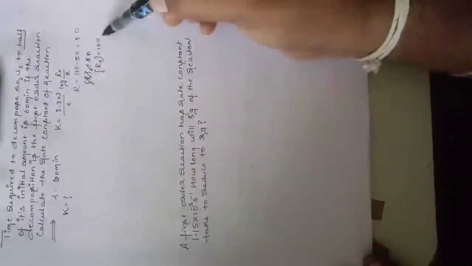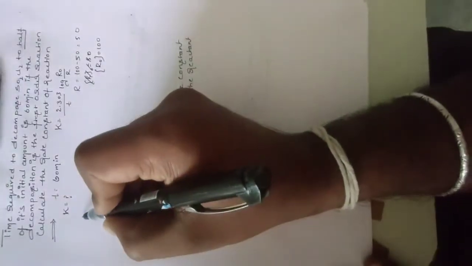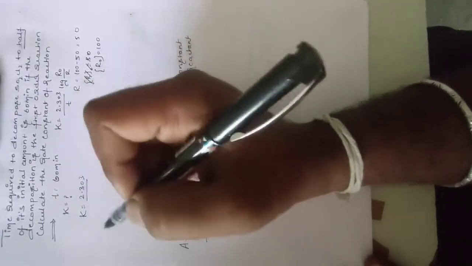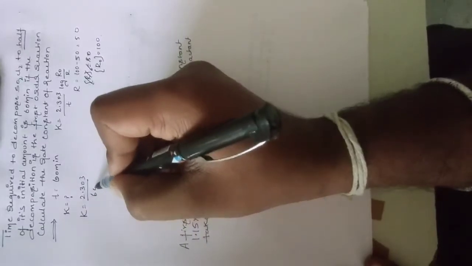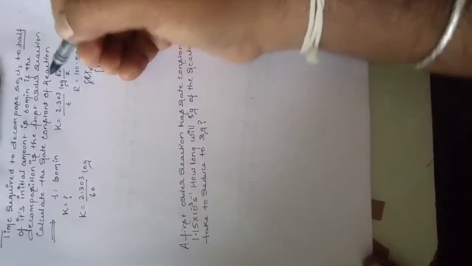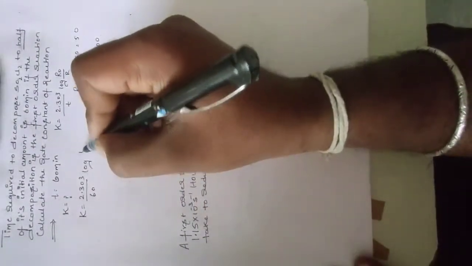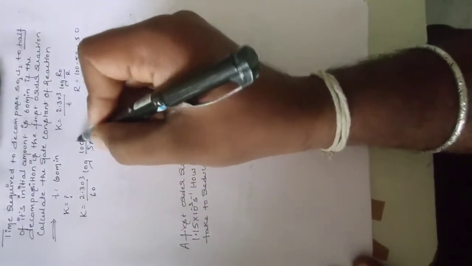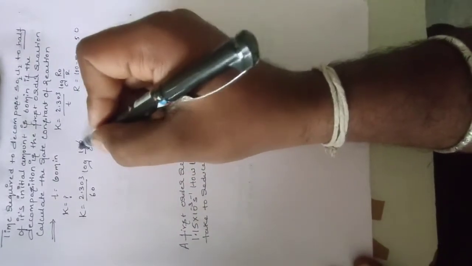If you substitute the values in the formula, K equals 2.303 by t, and t is given as 60 minutes, times log R naught by R. If they are not given, we take R naught as 100. Then to half of its initial amount means 50, so the ratio becomes 100 by 50, which is 2.